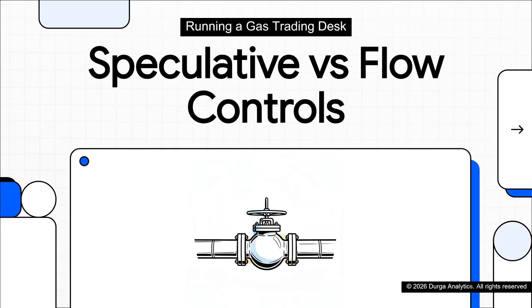This explainer is your deep dive into Module 1, Chapter 7, Speculative versus Flow Control Points. If you're an aspiring or working gas trader, originator, quant, risk manager, or ETRM professional, what we're going to cover today is absolutely going to fundamentally change how you view desk survival.